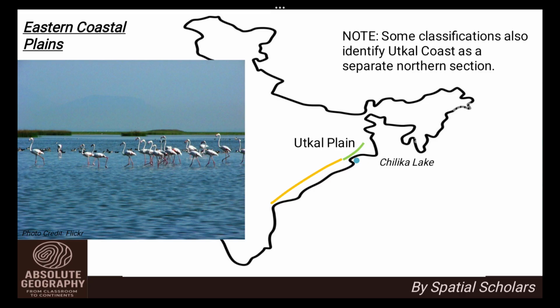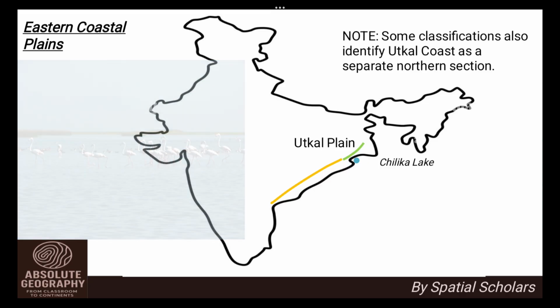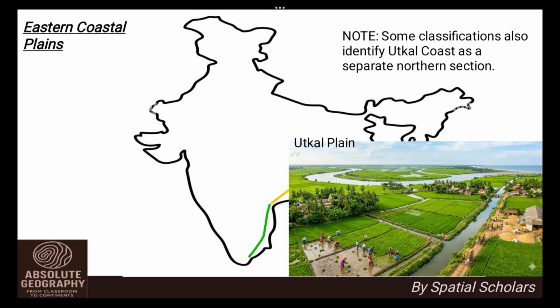South of the northern Circars lies the Coromandel coast. It stretches across southern Andhra Pradesh and Tamil Nadu, reaching all the way to Kanyakumari. Several rivers, including the Godavari, Krishna, and Kaveri, have built extensive deltas along this coast. These fertile plains support intensive agriculture and are among the most productive farming regions in the country. And for this reason, the Krishna Godavari Delta is often called the rice bowl of South India.